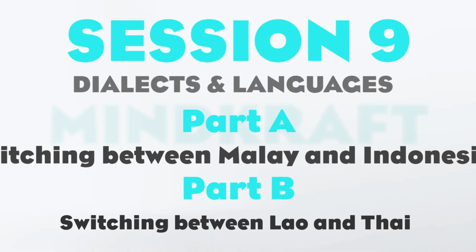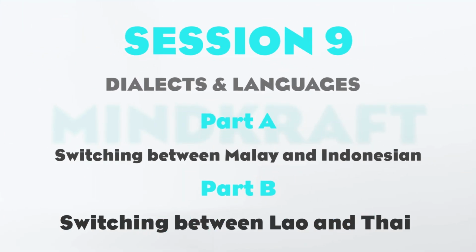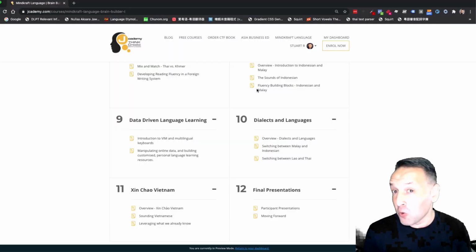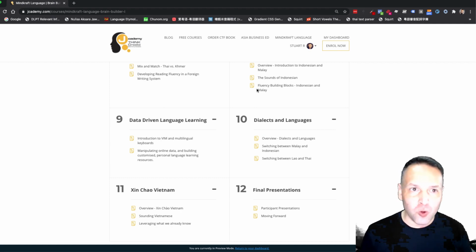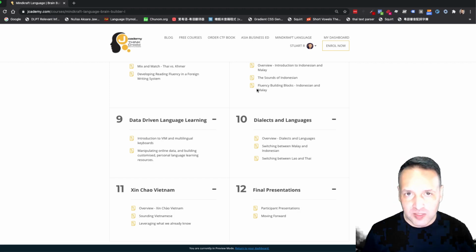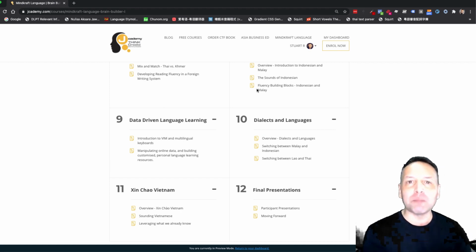In session 9, we'll be looking at dialects and languages. Now, if you go to some countries, they might call what some people call a dialect a different language. Some other countries will call what other people call different languages different dialects. We're going to look at what dialects and languages are and have some fun learning tools jumping between dialects.